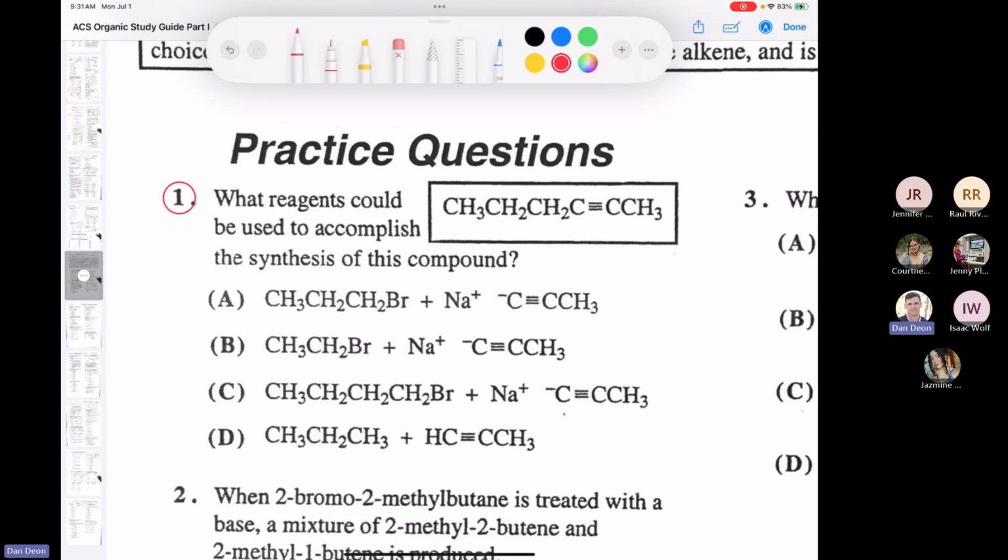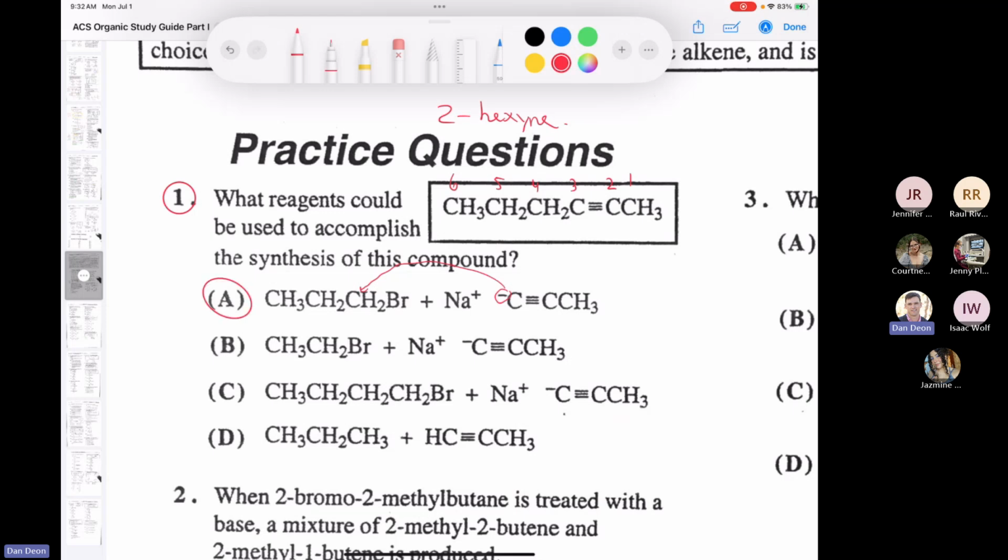So here, if we have 1, 2, 3, 4, 5, 6, you can see that this is 2-hexyne, and it says, which two reagents could you mix together and end up with 2-hexyne? Well, if we look at number 1, we have the carbanion here, and that would do an SN2 here. I don't like it when my students draw mechanisms like this, but anyhow, you can see that this would give you the correct compound, so that better be the right one.